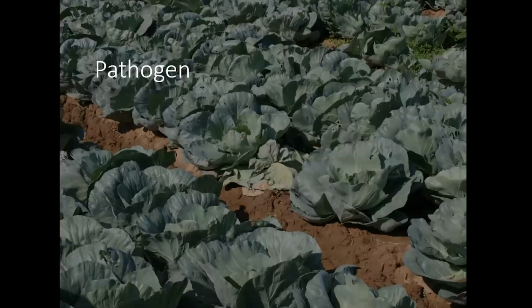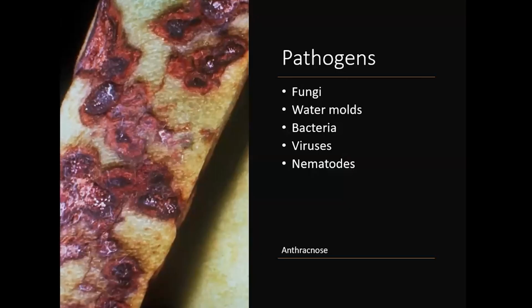Okay, and the third side of the disease triangle is the pathogen. Pathogens are the fungi, bacteria, viruses, and nematodes that cause disease. All of our plant pathogens are microscopic. They're very small, and so it's very rare that we actually see a plant pathogen. We see disease. We see the symptom after infection occurs.